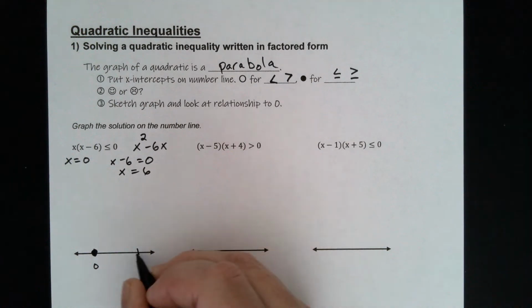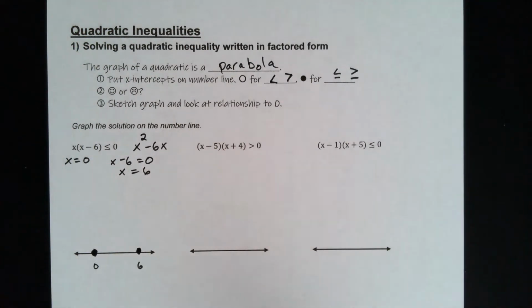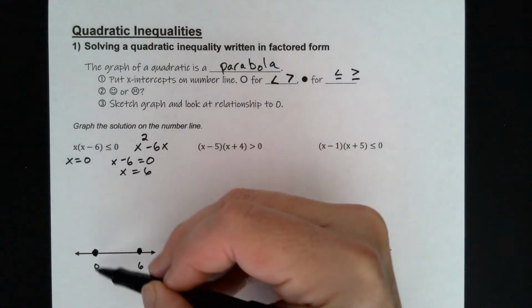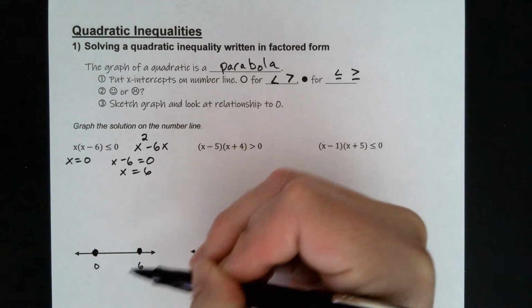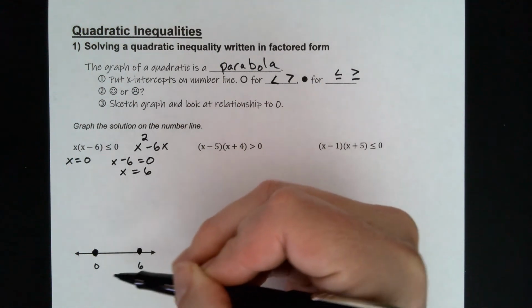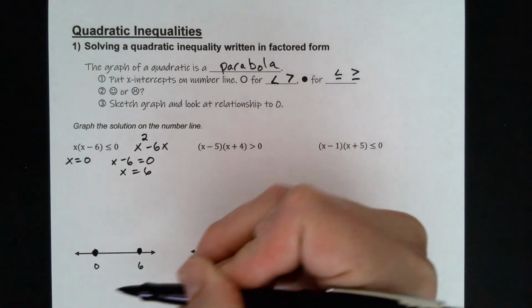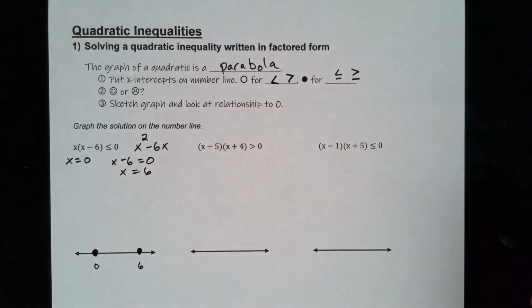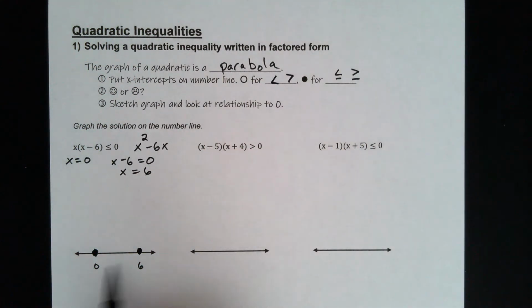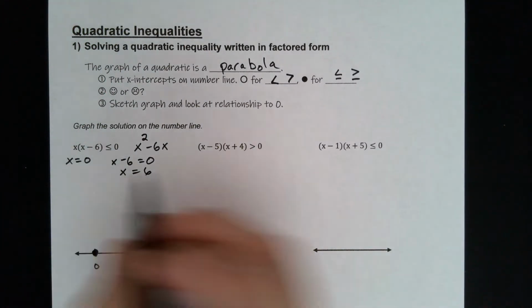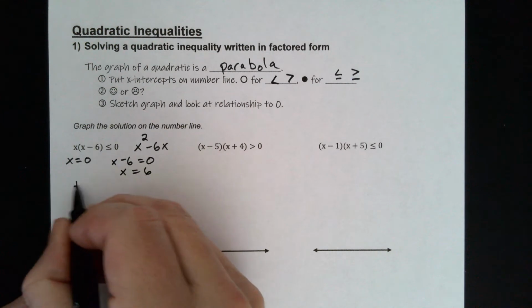Since the inequality sign is less than or equal to, we're going to put solid dots there. We know the parabola is going to look like this. If it's asking where we're less than 0, that's where we're under the x-axis, so it looks like this part here is going to be shaded. But to test that, you can test out some numbers.